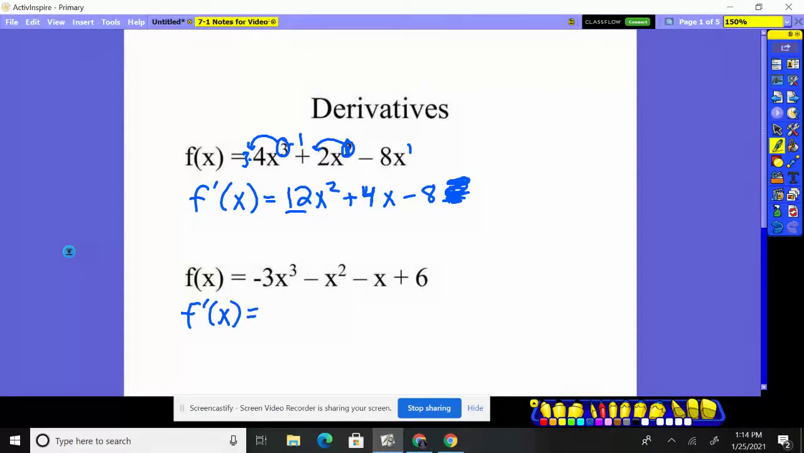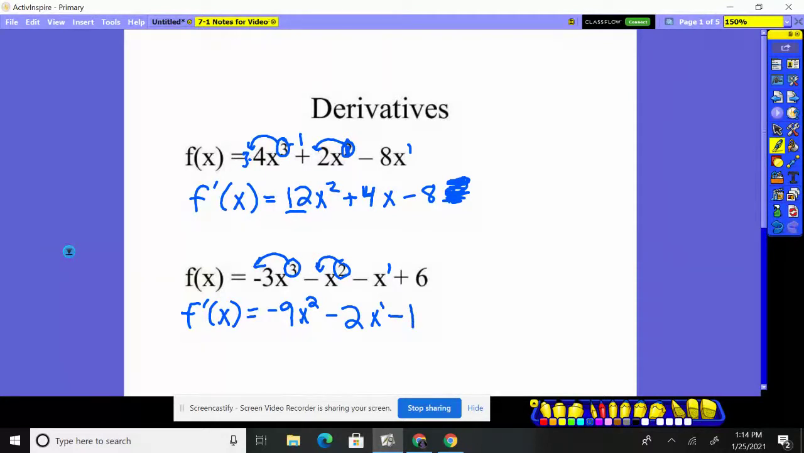It's very simple. Just bring that down front. 3 times negative 3 is negative 9. X goes down a power, so it goes from 3 to 2. On the next one, the 2 drops down in front. There's nothing there, so it's a 2. X goes from the second power to the first. Remember, this is just an x. It's to the first power. So 1 comes down. X goes to 0, and anything to the 0 is just 1.